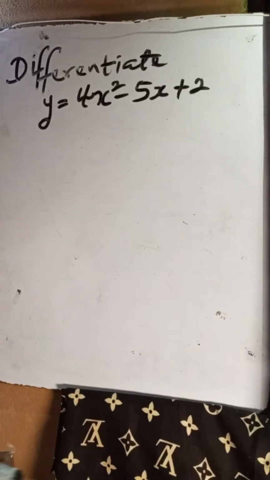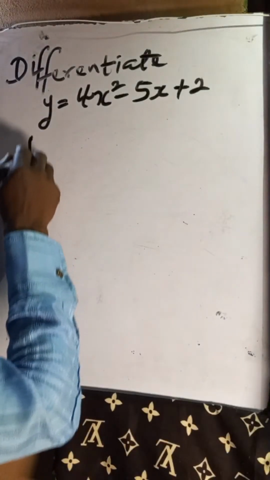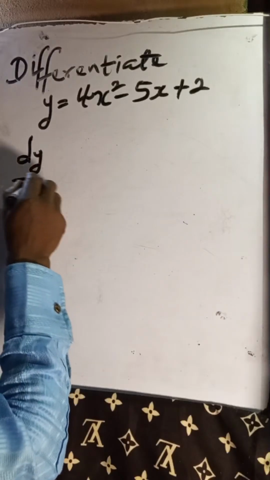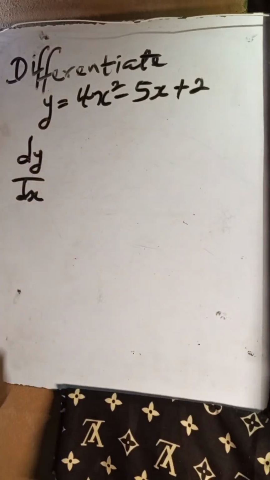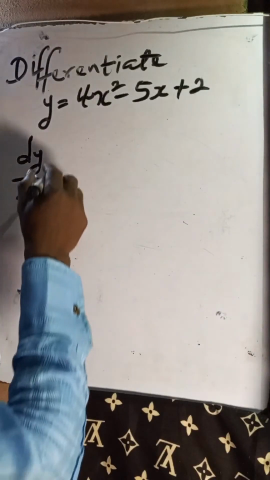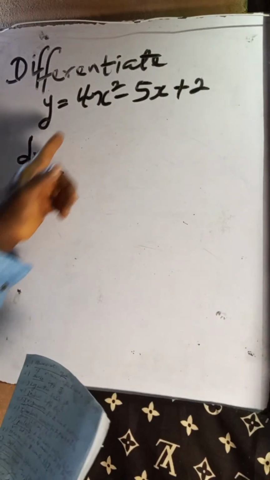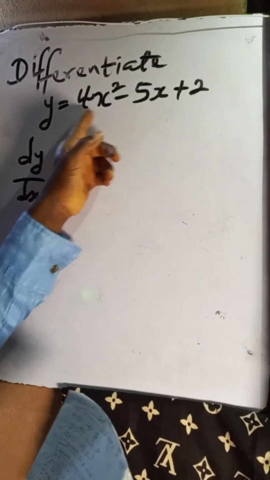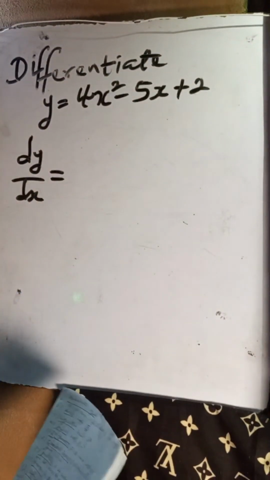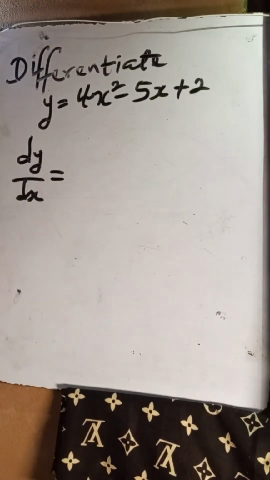All right. So the implication is that we are going to change y to dy/dx. We call it differential coefficient. So we are differentiating with respect to x. So any term that does not contain x, just let it go. Neglect it, and that is 0.